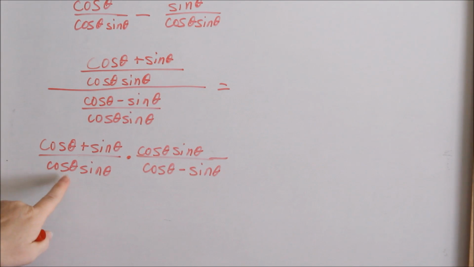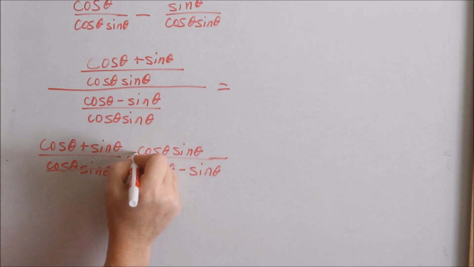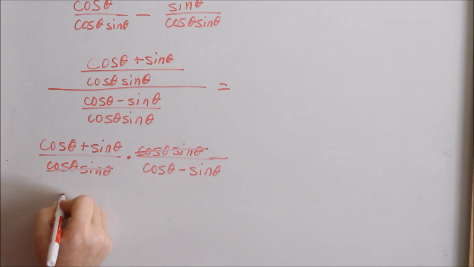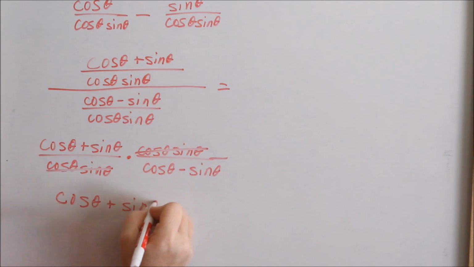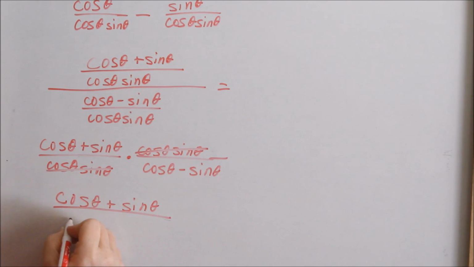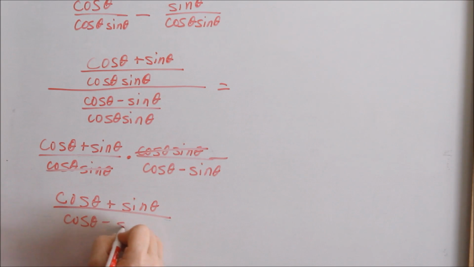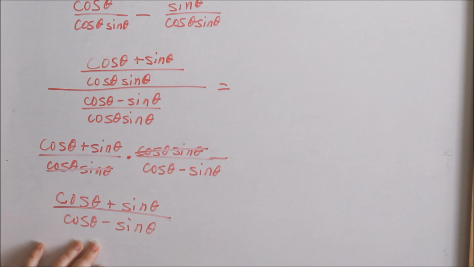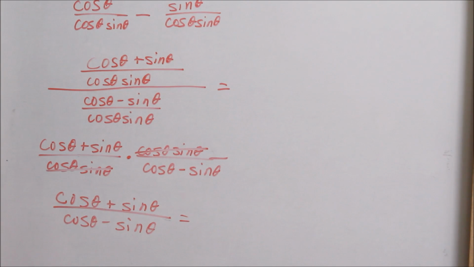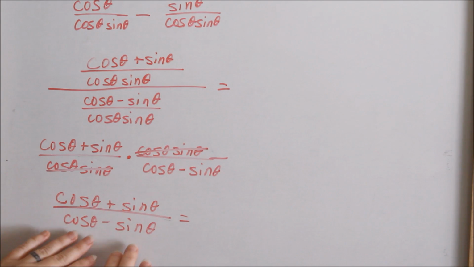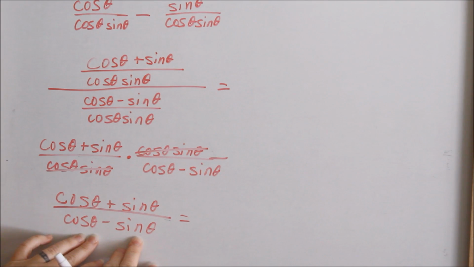Okay, what happens to my cosine theta, sine theta? Those cancel. That all cancels, and I'm left with cosine theta plus sine theta all over cosine theta minus sine theta. When you get down to where you just have cosines and sines and you still don't match your right hand side, that's when I would go and change the right hand side. Okay, so I'm going to stop there because I've simplified.